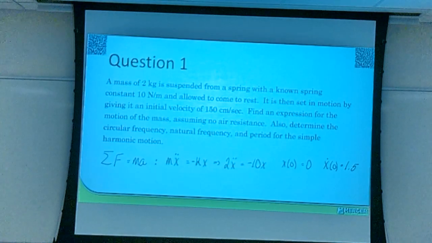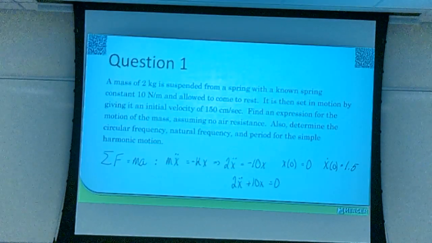There's your initial value problem. That's what we're now going to solve. I'm going to first rewrite it, just put it in standard form. All right, so 2x double dot plus 10x equals 0 with the same initial conditions.